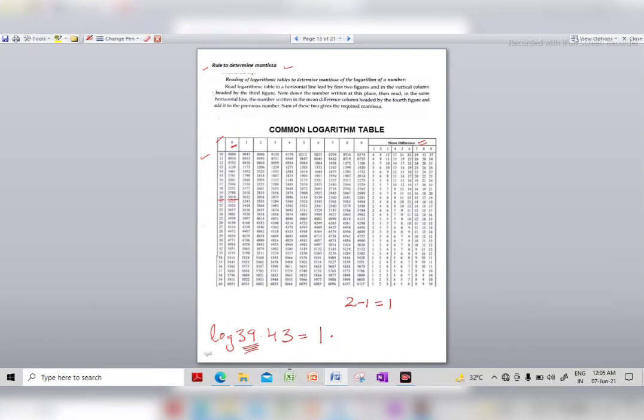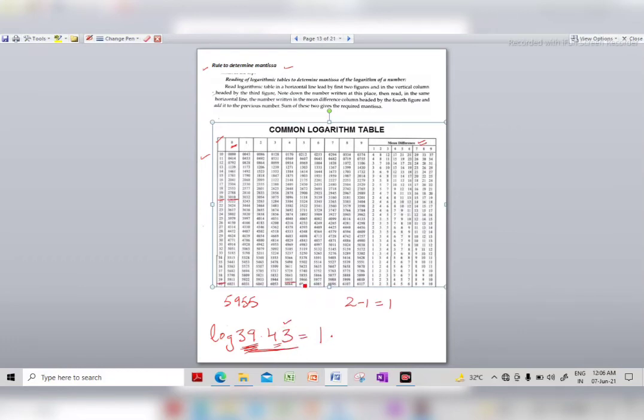Now for the mantissa part, we will take the whole number irrespective of decimal. Now let us see how we'll take that. We will see the first 2 digits, that is 39. So this is the column of 39. After that we have 4. It means we go straight to the column of 4. I'm repeating, 39, and after that we go to the column of 4. In the column of 4 I have the value 5955. Now in this question we have one more digit, which is 3.